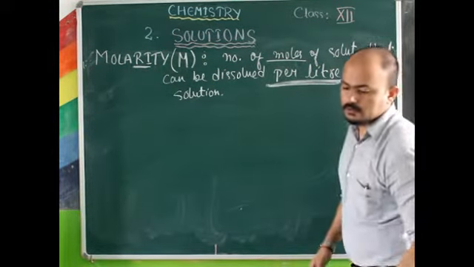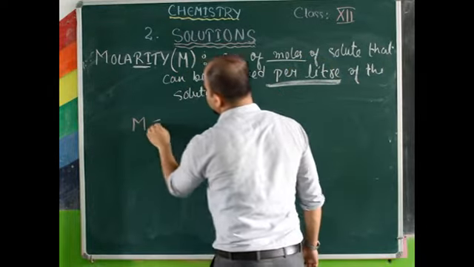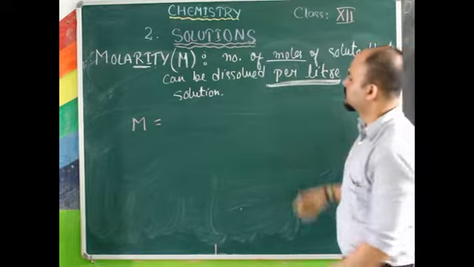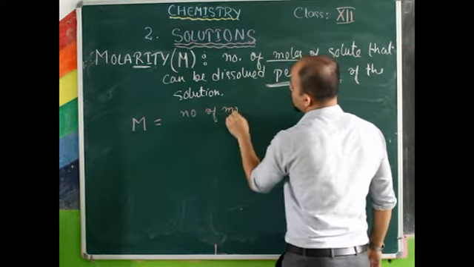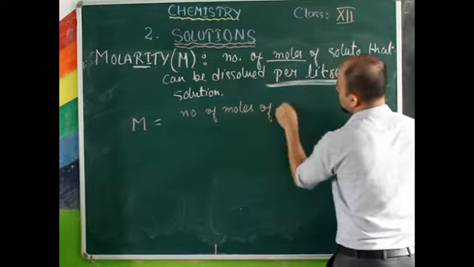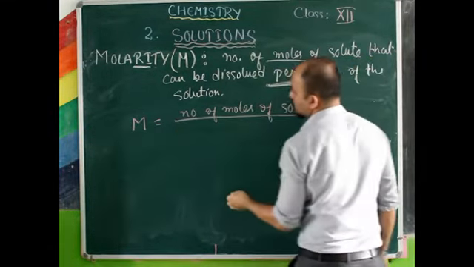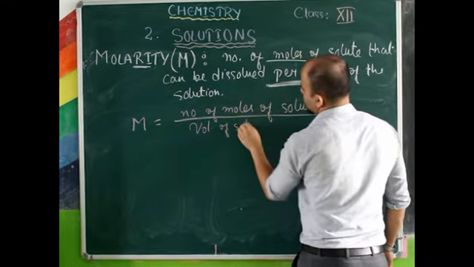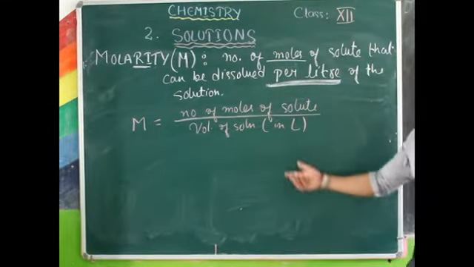So molarity, capital M. From the definition, you can get the expression: the number of moles of solid dissolved per liter of the solution. So it is the number of moles divided by the volume of solution, and it has to be in liter. Okay, this is the first expression.